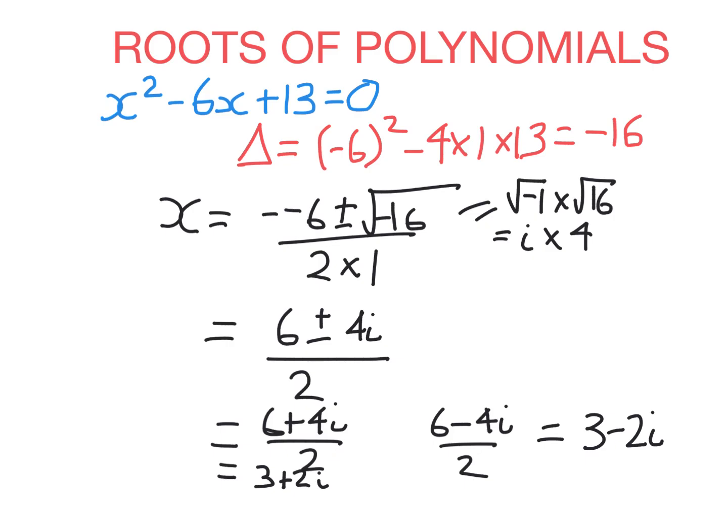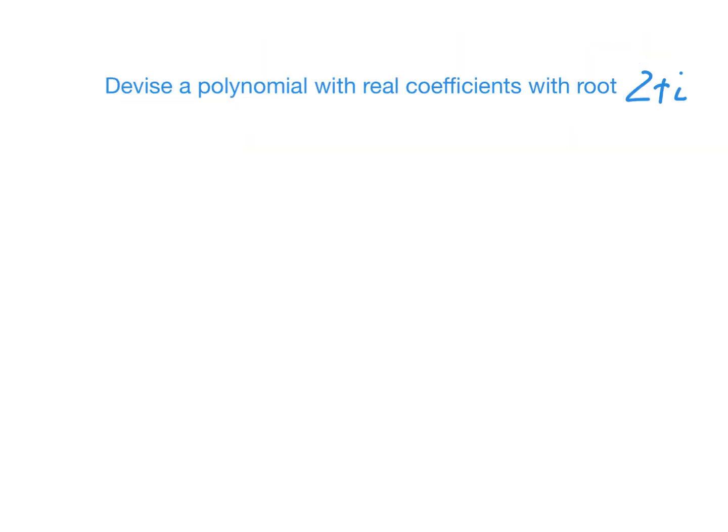All right, let's now look at a slightly harder question. We're going to devise a polynomial with real coefficients that has root 2 plus i. Because the real and imaginary parts are both rational, a number like this will be the root of a quadratic equation. We're going to come up with such an equation. Note that if 2 plus i is a root, then so too is its complex conjugate, 2 minus i.